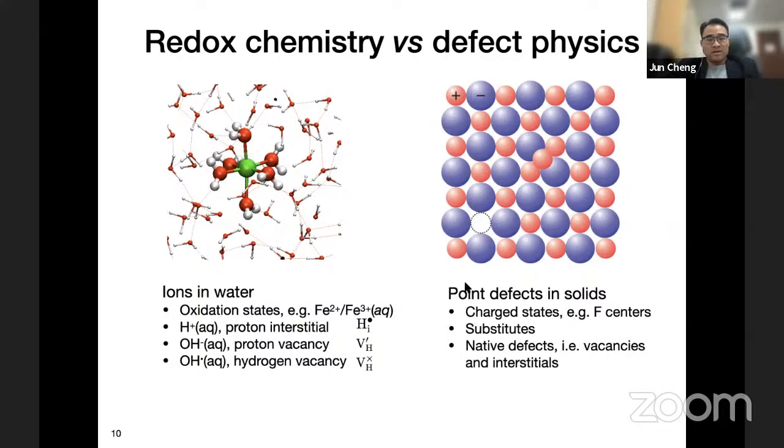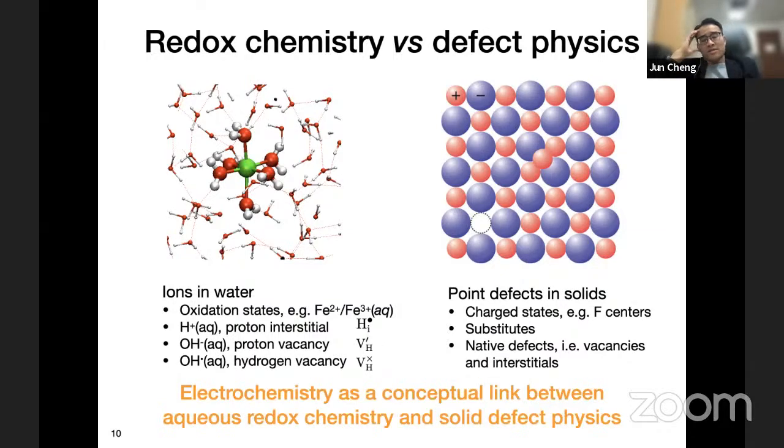That's really a defect physics term. And OH minus, you could even think of that as a proton vacancy, and the hydroxyl radical can be considered as a hydrogen vacancy. Of course, in the notation, we're using this superscript to distinguish the charge of those point defects. So when we start looking at the interface in electrochemistry, we could really use that as a conceptual link between the aqueous redox chemistry and the solid state physics. Although the terminology is sometimes different, the underlying physics and chemistry are really the same.